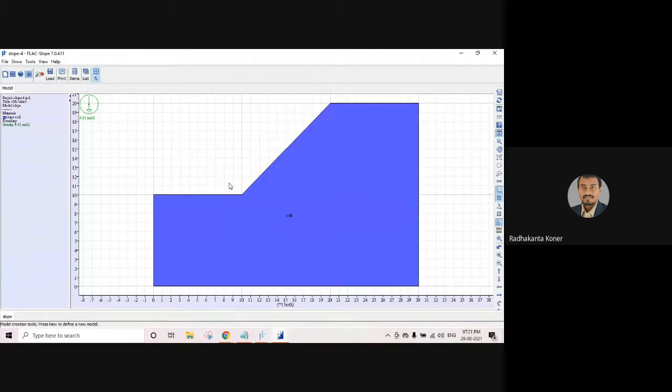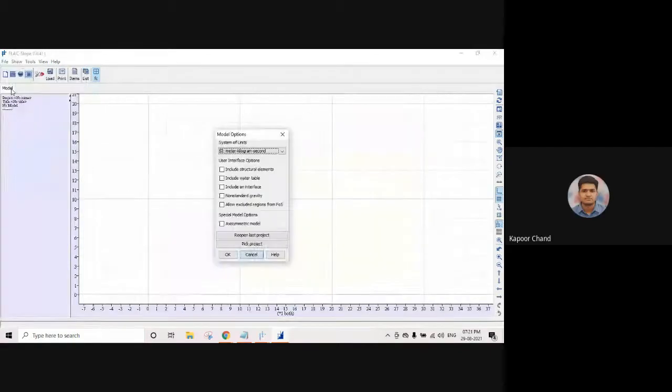Regarding this flat slope, any question? We will go to the next module of this same example: how to consider the phreatic line. Now, Kapoor, you go to consider the groundwater flow. Okay, sir. You will consider the phreatic line. Here you consider the water table of the same example.